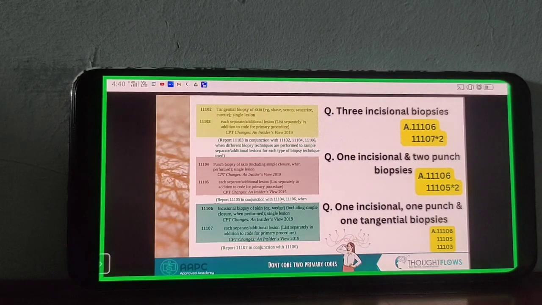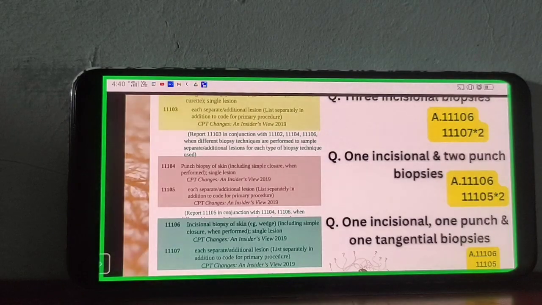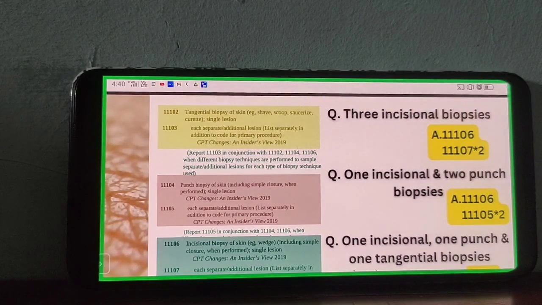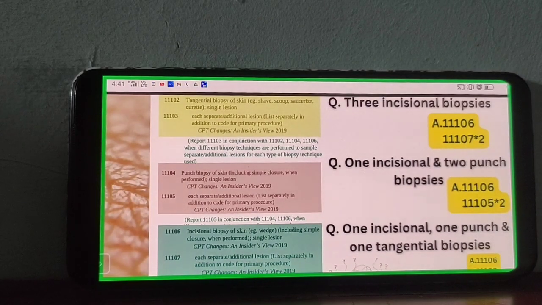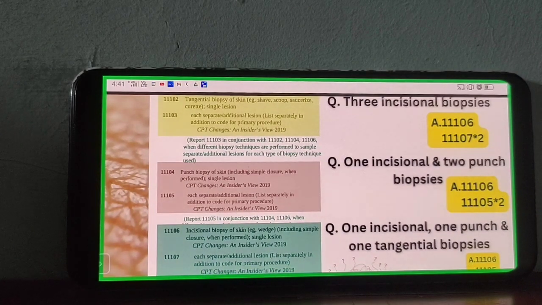So now, for example, 11102 for tangential biopsy, single lesion; each additional lesion 11103. Punch biopsy 11104, each additional lesion 11105. Incisional biopsy 11106 for a single lesion, each additional lesion 11107.